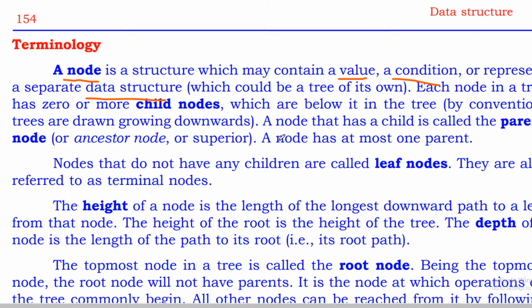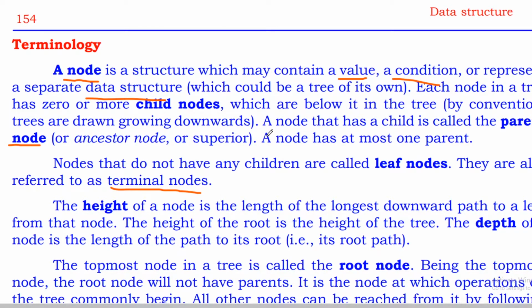A node that has a child is called the parent node. A node has at most one parent. Nodes that do not have any children are called leaf nodes, also referred to as terminal nodes. We have learned some definitions here: what a leaf node or terminal node is, what a parent node is, and what a node is. A node is a structure which contains a value, a condition, or represents a separate data structure, which could be a tree of its own. Each node in a tree has zero or more child nodes below it. By convention, trees are drawn growing downwards.